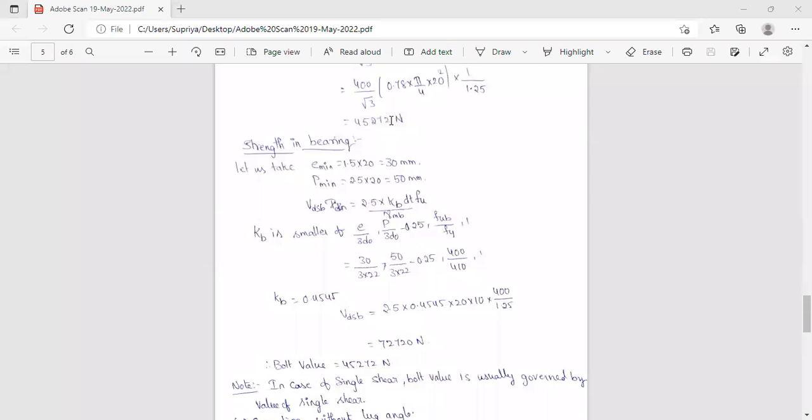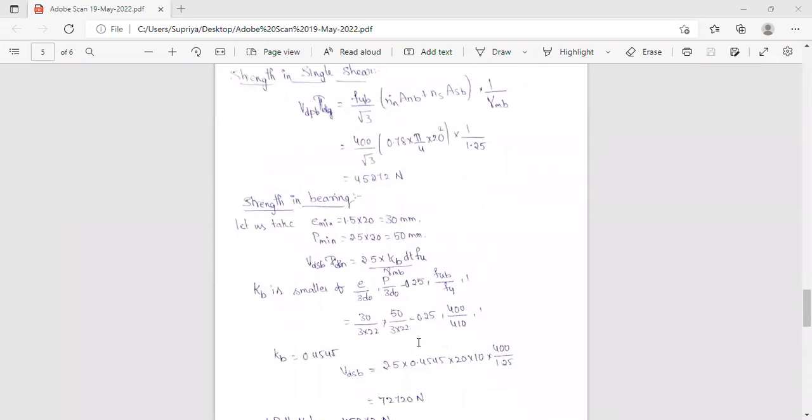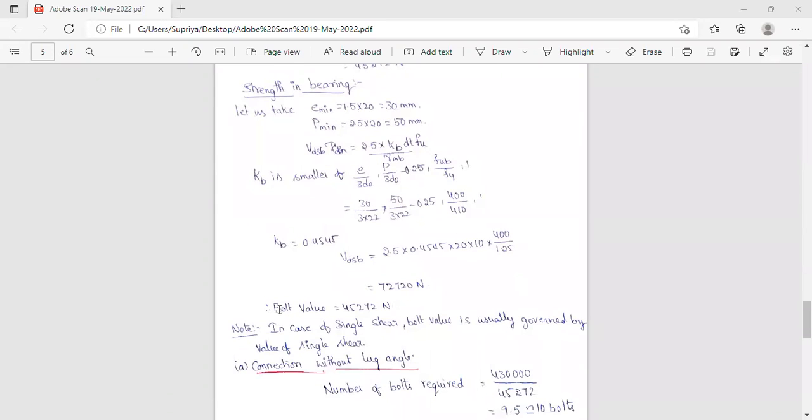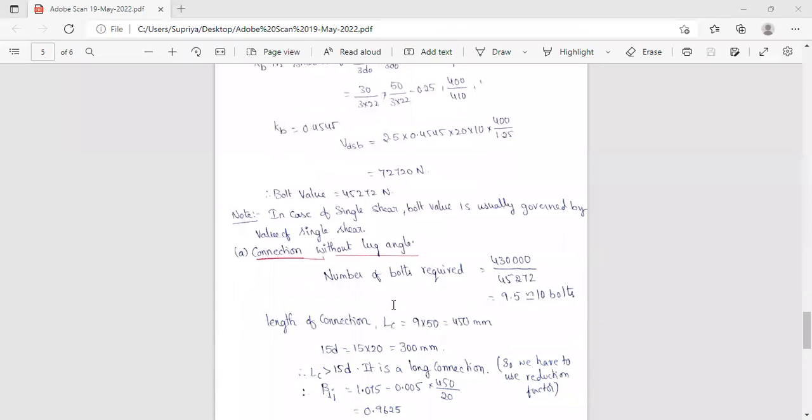Which one provides the least strength? Strength in shear is the least, which means the connection will first fail in shear. So we are considering the bolt value as 45272 newtons, meaning a single bolt in that connection will carry a load of 45272 newtons. So if one bolt carries this much load, what is the upcoming load to the connection?